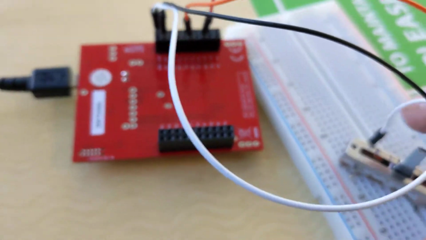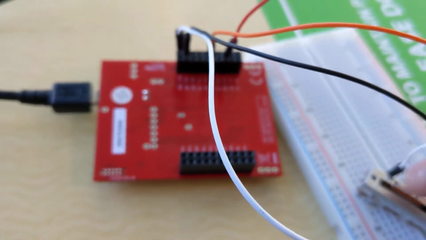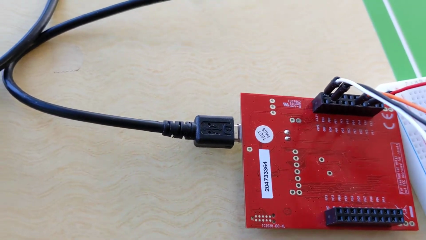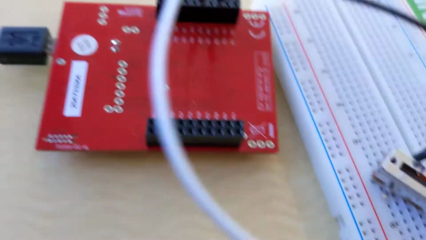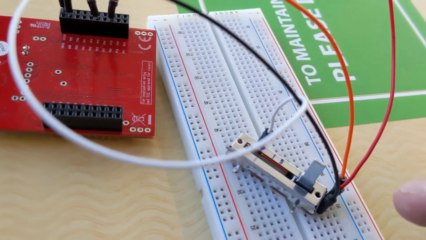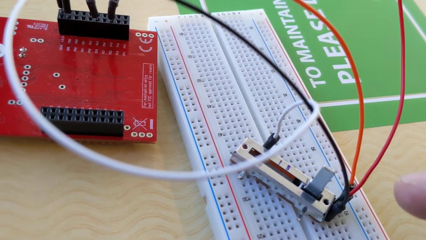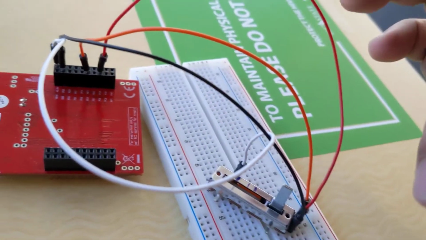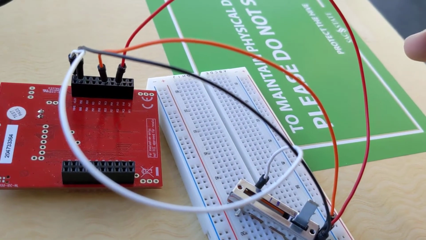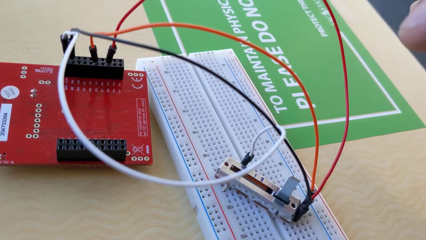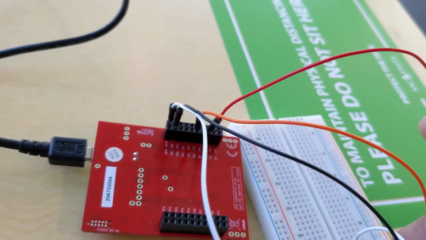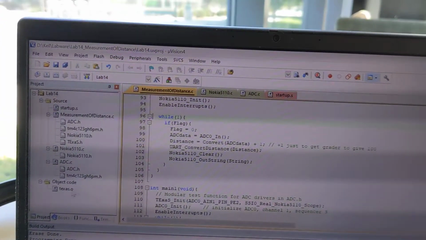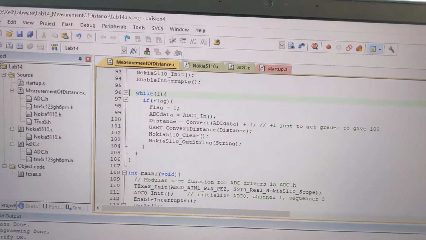This is my pot. Okay, so here pin 1 is given to VCC, and 2 and 3 are given to PE3, PE2 and PD3, based on the configuration and the code which we have written, right? So we need to move it so we could get the distance as well, right? So now let's move on to our debug mode and see here.